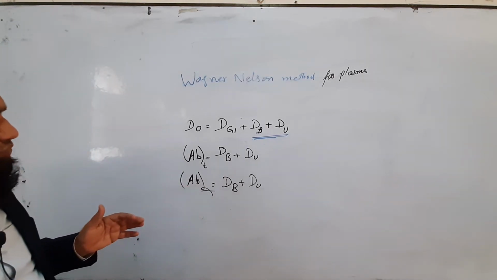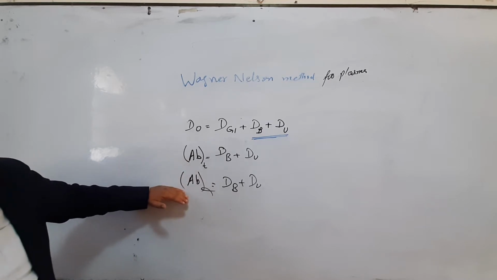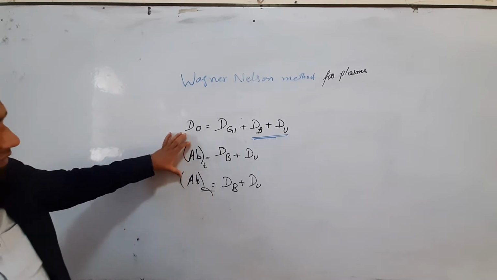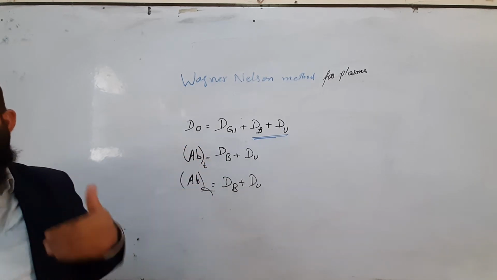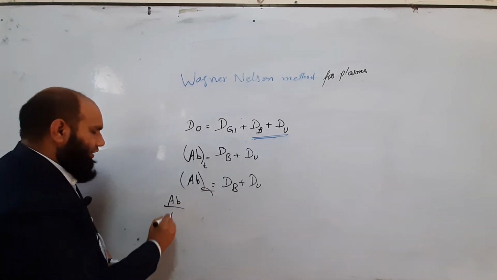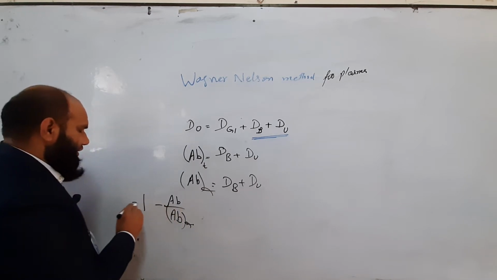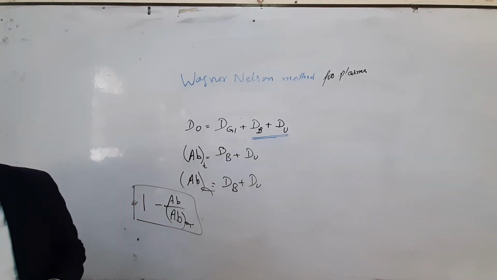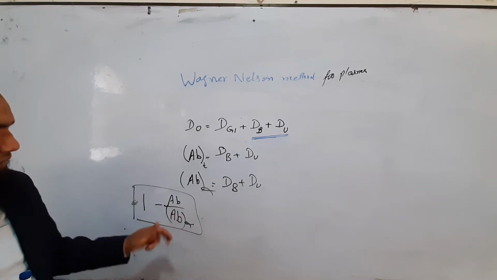The Wagner Nelson method will give us the drug absorbed at time t divided by the drug absorbed at the maximum, meaning infinity. This is actually the ratio of these. Okay, we will assume that the drug present in the GI tract is equal to 1. So our equation will be A_B over A_B infinity, and 1 minus A_B over A_B infinity will be the equation of the Wagner Nelson method.